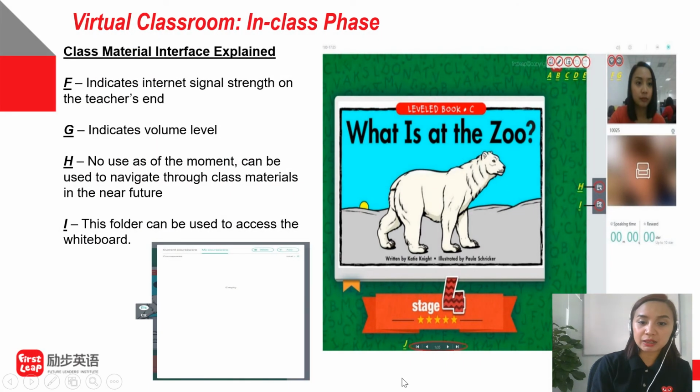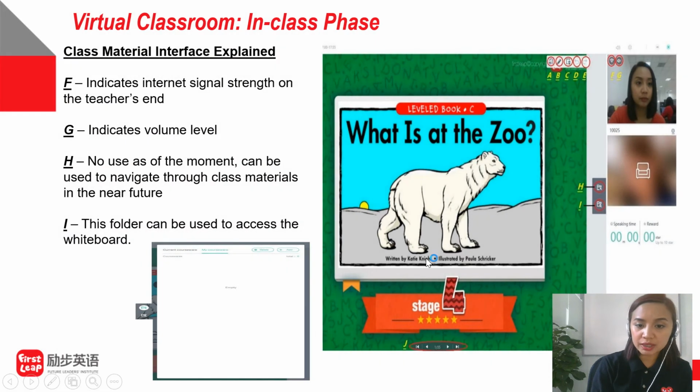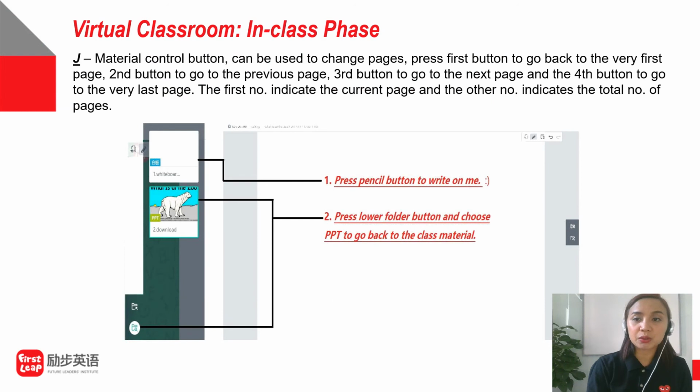Next, letter J. You have there letter J. So that's the material control button. It can be used to change pages. Press the first button to go back to the very first page, the second one here for you to go back to the previous page, okay? And then press this one, the third button, so that you can go to the next page, and the fourth button so that you can go to the last page, okay?